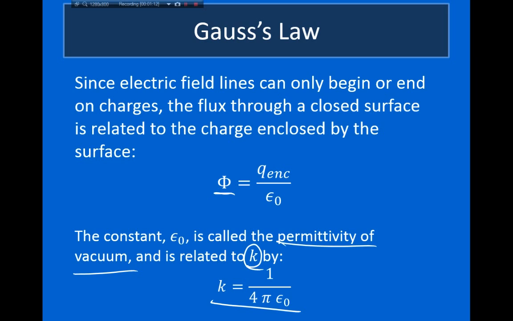And basically what this is saying is that because electric field lines emanate from positive charges, the only way I can have electric field flowing out of a closed surface is if there is a positive charge somewhere inside that surface. Likewise, because electric field lines can only end on a negative charge, the only way I can have electric field flowing into a closed surface is if there is a negative charge enclosed inside that surface.